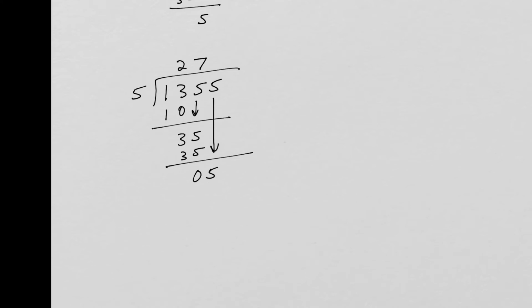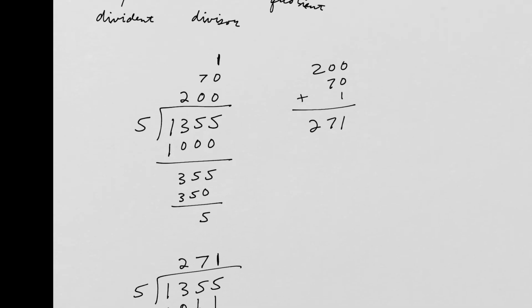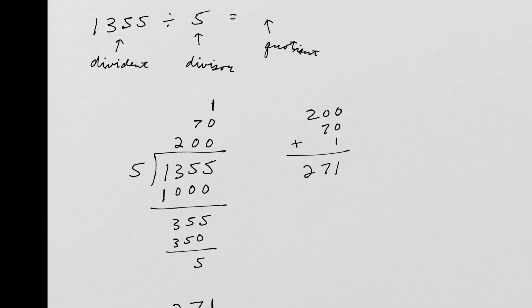And then finally, I can ask, how many times does 5 go into 5? It goes in once, so I write 1 in the ones place. I multiply. Now write 1 times 5. That's going to give me 5. Subtract. And then this would normally be my remainder, but my remainder in this case is 0. So that means 5 goes into 1,355 exactly 271 times. Okay, so this answer would be 271.